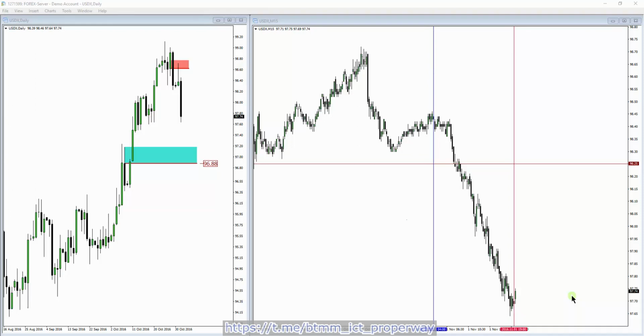Good afternoon, folks. This is ICT with a market review for November 1st, 2016. We're looking at the dollar index. This is the daily chart on the left-hand side. Beginning of the week, we were talking about this bullish order block in here and potentially mean threshold.